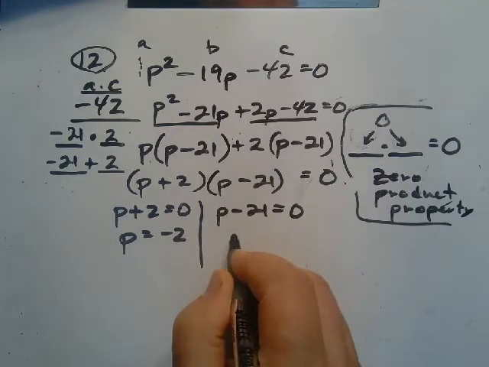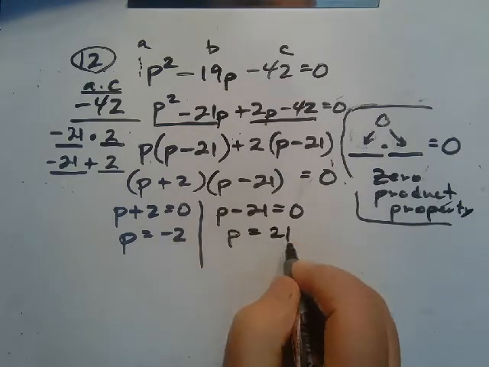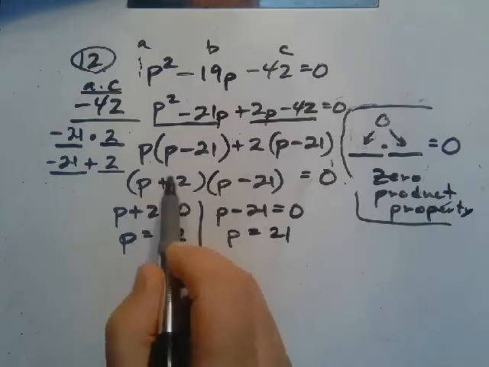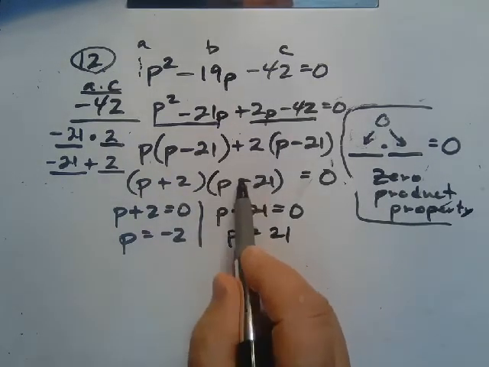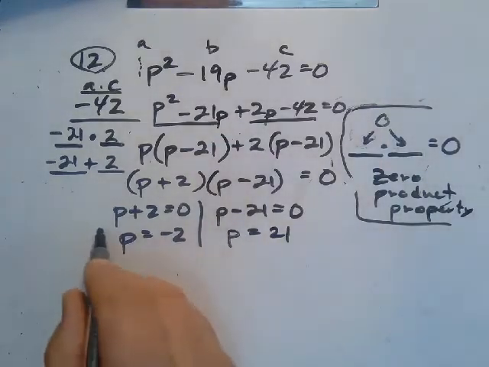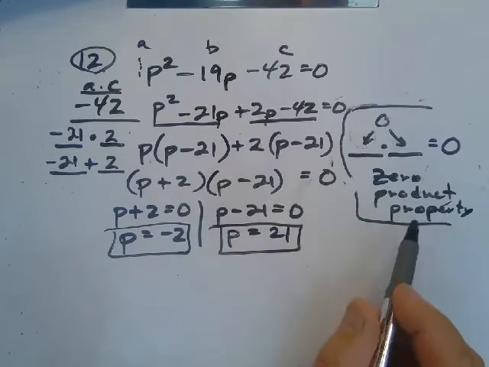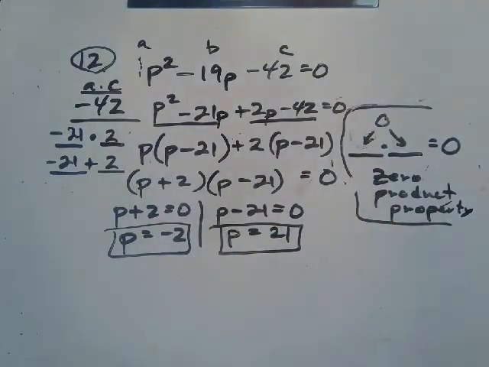And adding 21 to both sides, we get p equals 21. So if we put negative 2 back in here, that's 0. If we put 21 back in here, that's 0. So there's my 2 answers. There are 2 answers for these problems, and that's your goal, is to find those 2 answers.